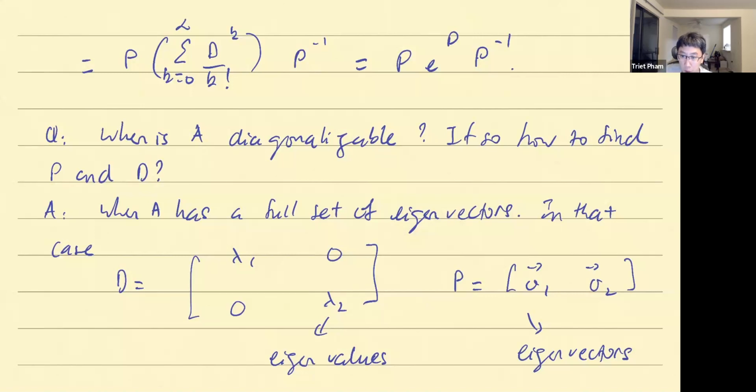Now, any question here? Correct, full set. Yeah, exactly, even when eigenvalues are repeated, as long as you have a full set, you're good.